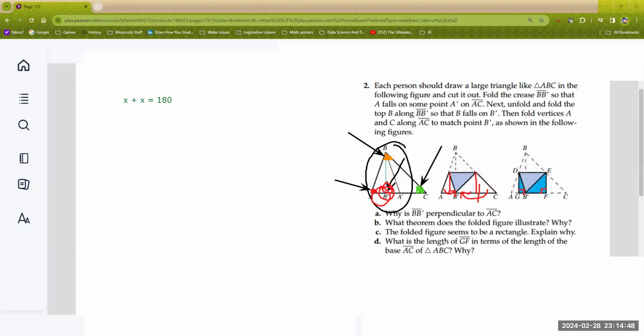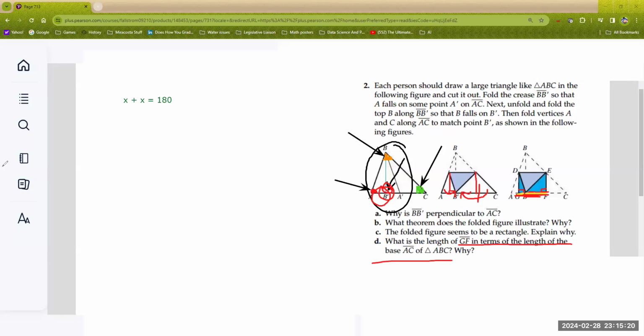All righty, lastly, what is the length of GF in terms of the length of the base AC? All right, well, GF right here, if you look at it, it's the base of the first triangle, and let me get a different color, sorry about that. It's the base of this triangle over here on the right, and half the base of this triangle over here. And so if you think about it, that's half of each of these pieces.